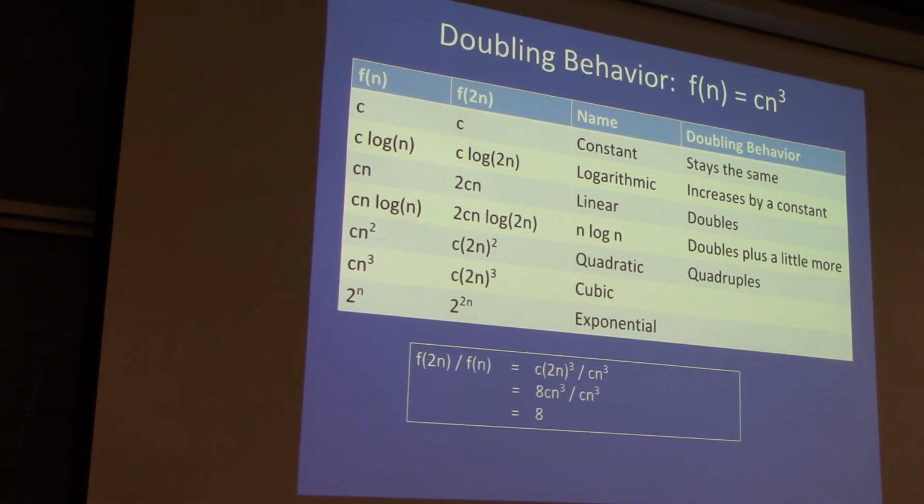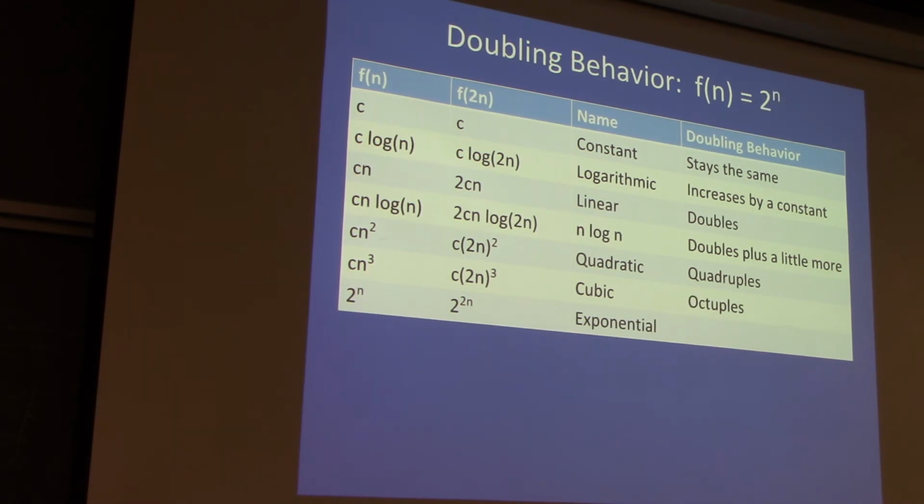Okay, n-cubed algorithm, if you just do that division of the two sides, you get 8. So it increases by a factor of 8 when you double. Now, what happens when you have an exponential algorithm? That's where it gets exponentially. Well, yeah, it does increase exponentially, that's true. But can we be more specific for this case? Squares. Yes, it's squares.